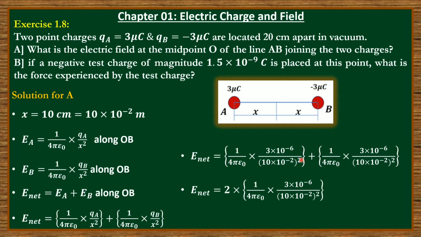Otherwise, do this calculation, write it here. Do this calculation, write it here. Same value will be there. Add it, you will get the answer. Otherwise, you can do this. So ultimately, after doing this calculation, you will get 5.4 into 10 raised to 6 Newton per coulomb.